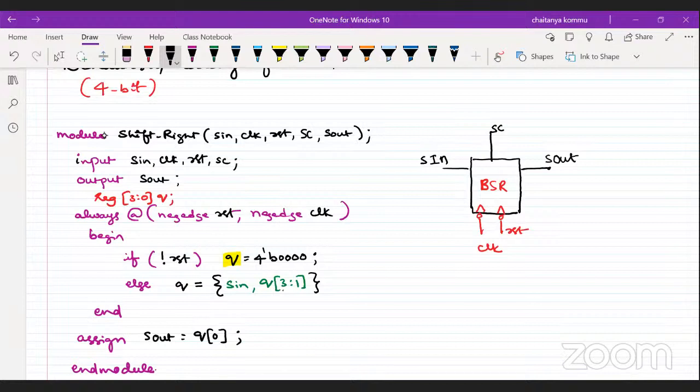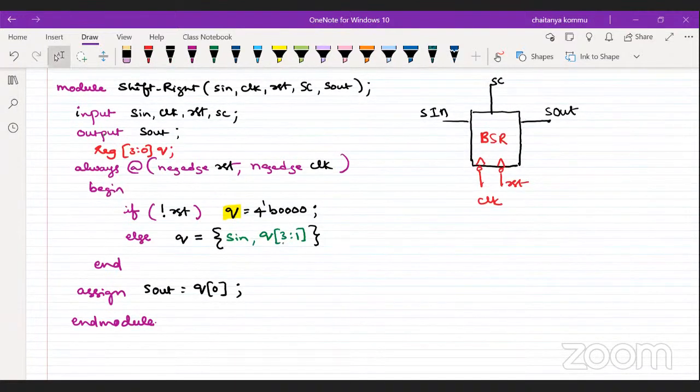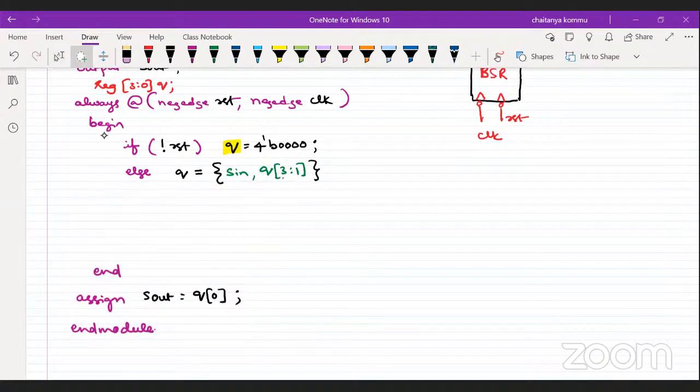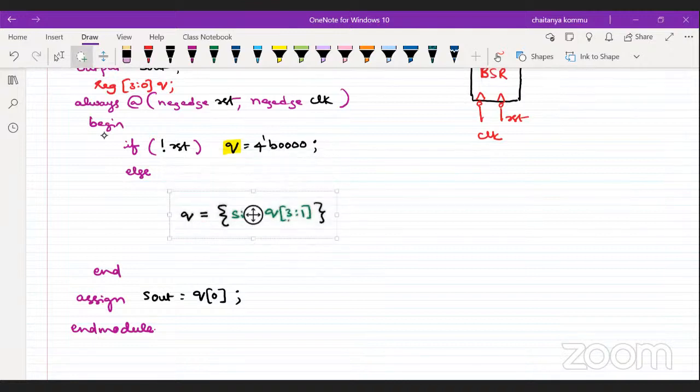For every negative edge of the reset signal, the contents must be cleared. For every negative edge of the clock signal, what has to happen? Depending upon SC, it has to perform the right shift operation or the left shift operation. So that means I have to include an if statement for every negative edge of the clock. So I have to go for an else if statement.